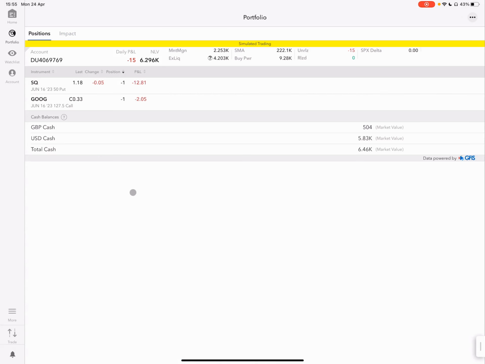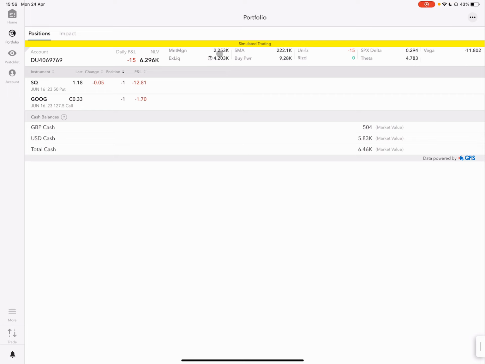If we go back to the portfolio, you will see here that we now have the Google call, and our excess liquidity, as I mentioned, dropped to 4.2K. As I said before, if this number drops to 0, you'll start being margin called and positions will start being closed down automatically by IBKR. So it's important that you keep an eye on your excess liquidity just to make sure you are being compliant, as well as if you need to put more money in or decide to close down any open positions that are in profit to release some margin, that is what we need to do.